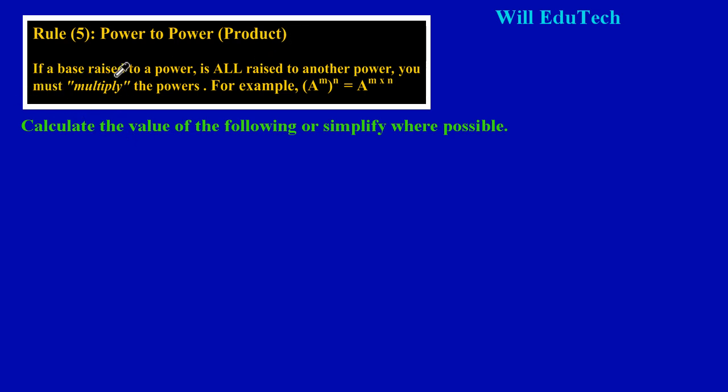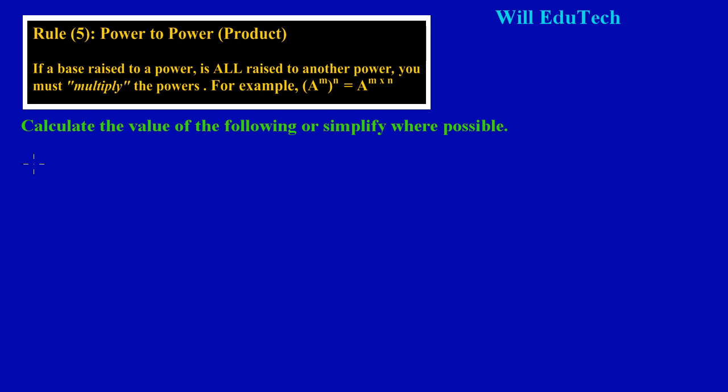Now here it states, if a base raised to a power is all raised to another power, you must multiply the powers. And I just try to make it as simple as possible. For example, here we have a base a raised to a power m, and if you notice, all of that is in brackets and all of that is raised to the power n. And as you see here, we just simply rewrite our base a and we just simply multiply out the powers. Now let's look at a quick example to just reinforce the point.